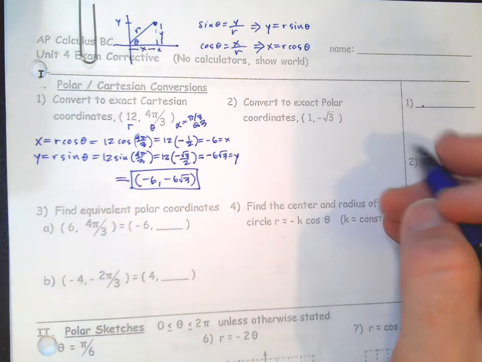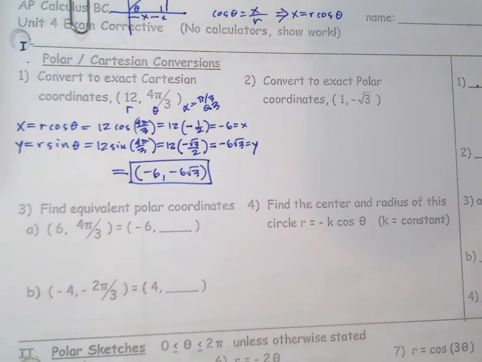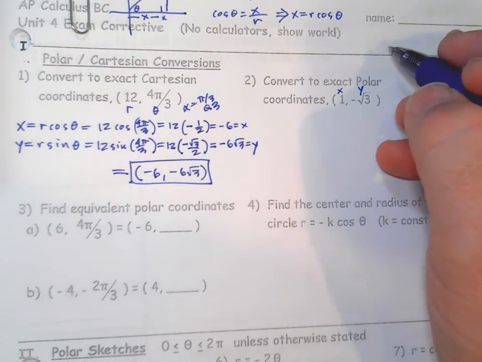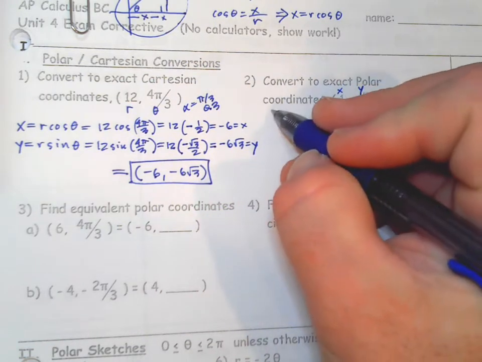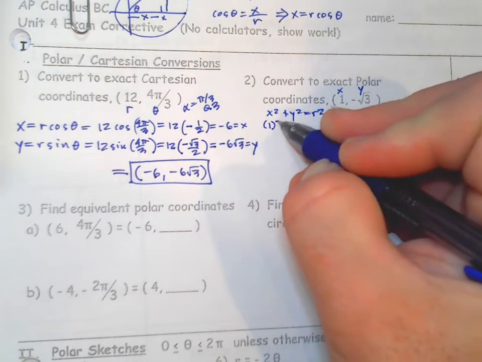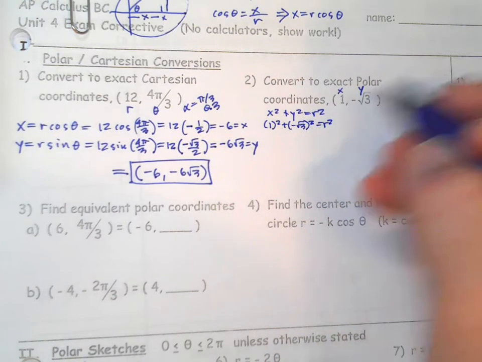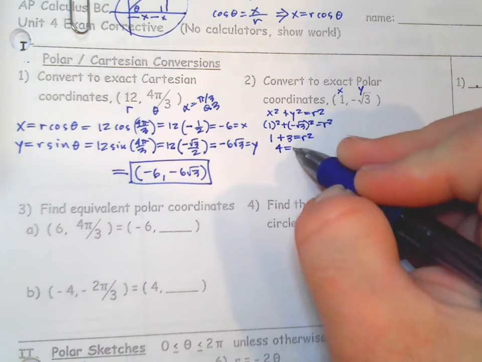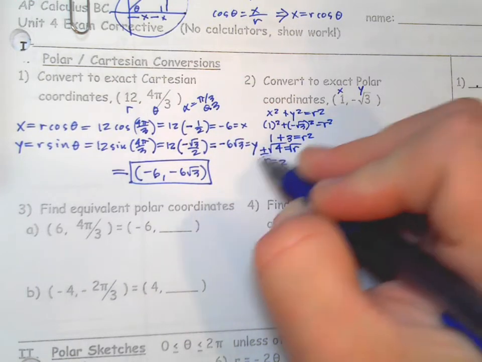There we go. Now we can go the other way, convert to exact polar. So we're going from xy to r theta. Some of the other basic relationships that come from this is x squared plus y squared equals r squared. So 1 squared plus negative root 3 squared equals r squared. So 1 plus 3 equals r squared. 4 equals r squared. Square root of both sides, plus or minus. Algebraically is two answers, but the radius is always positive.